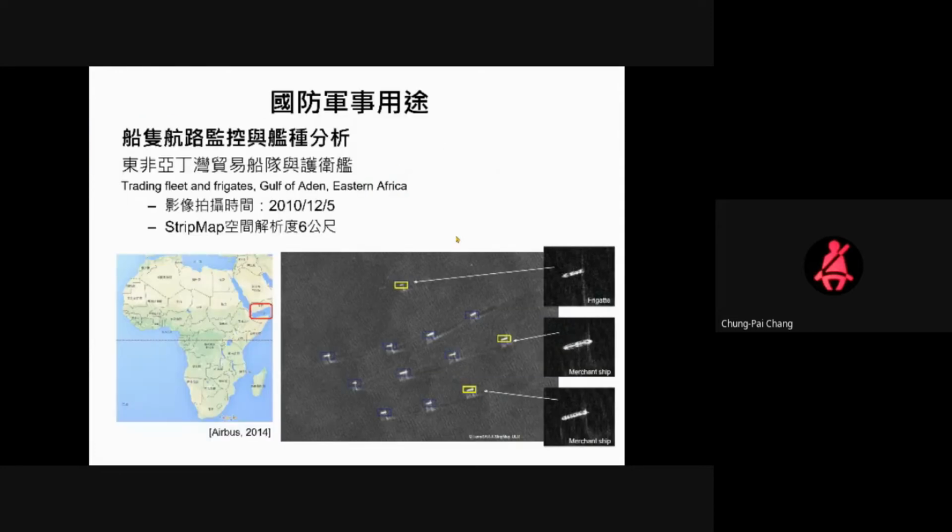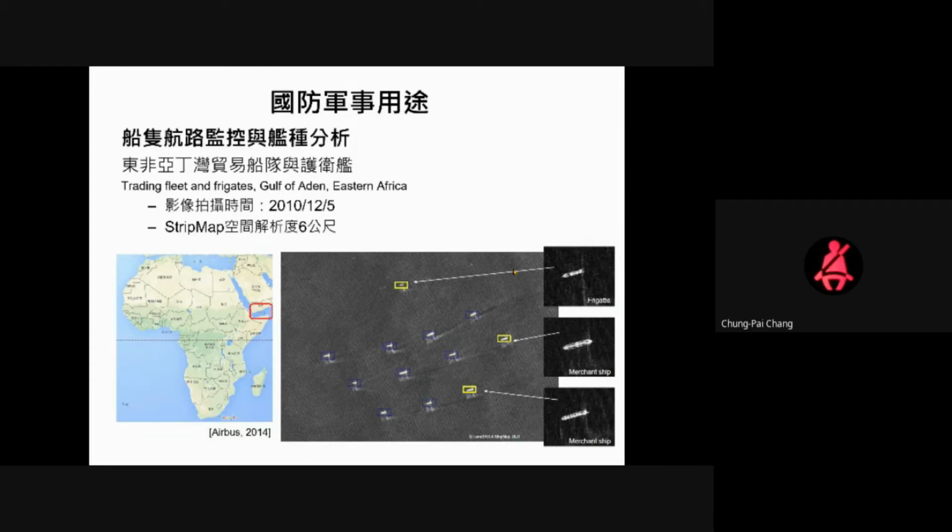Okay, and also the SAR image can be used directly for military purposes, and this is in the Gulf of Aden in Eastern Africa. You know, there are some.